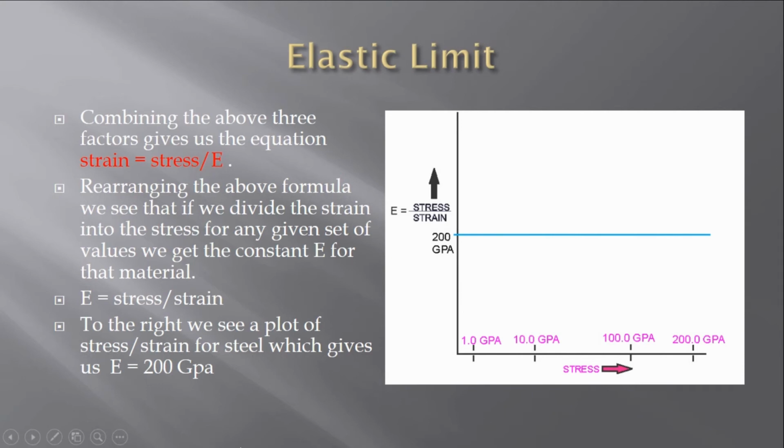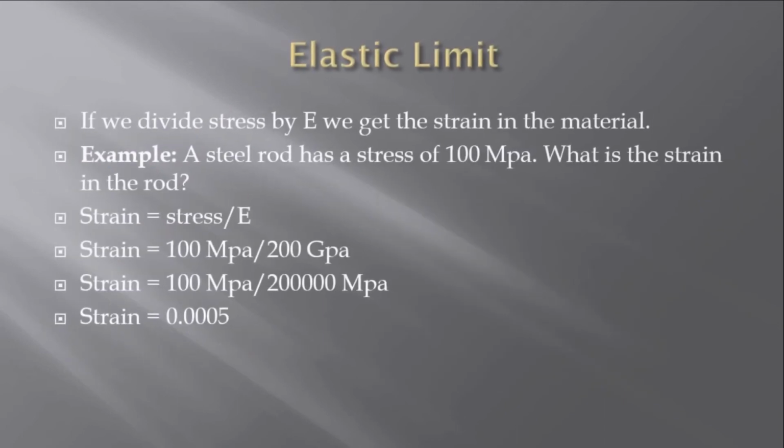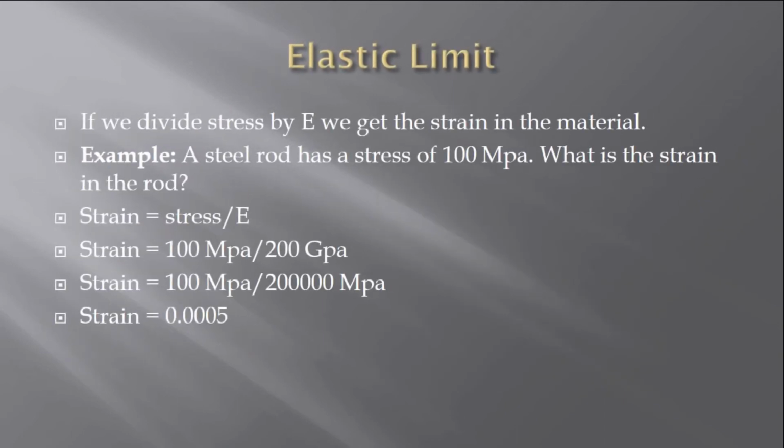Combining the above three factors gives us the equation strain equals stress divided by E. Rearranging the above formula, we see that if we divide the strain into the stress for any given set of values, we get the constant E for the material. To the right we see a plot of stress divided by strain for steel, which gives us an E value of 200 GPa.